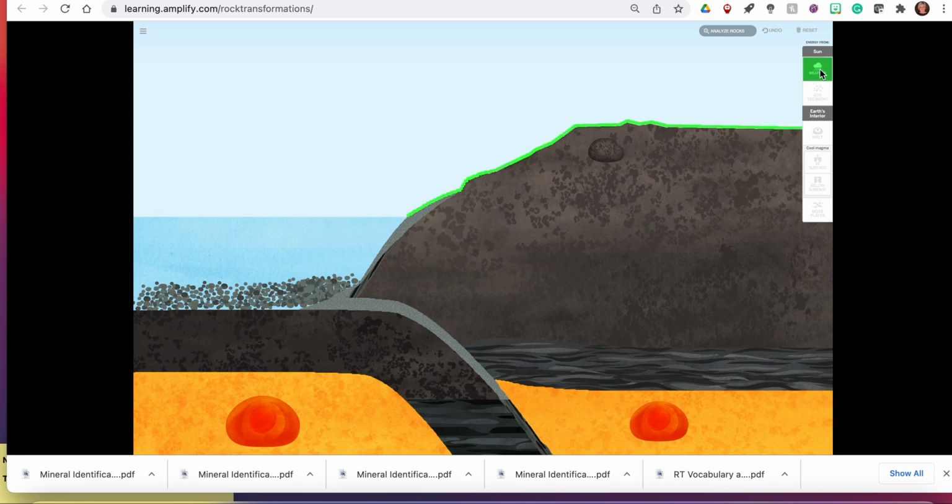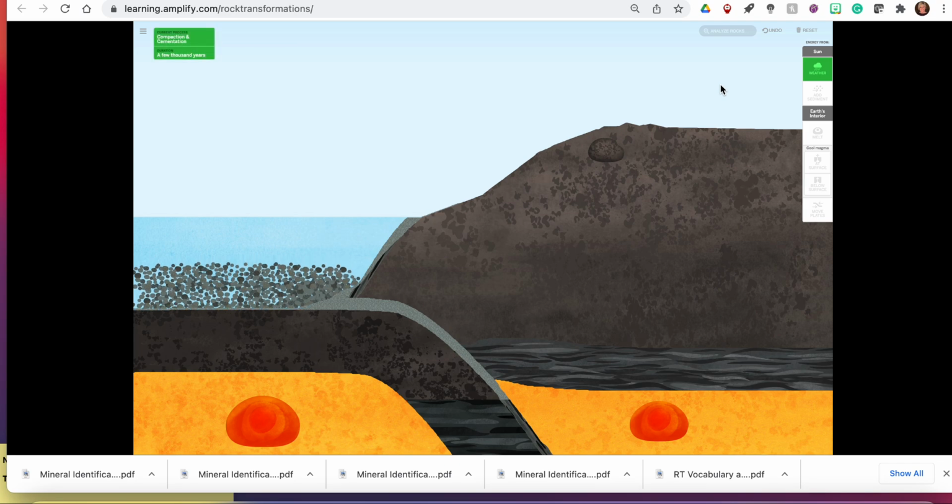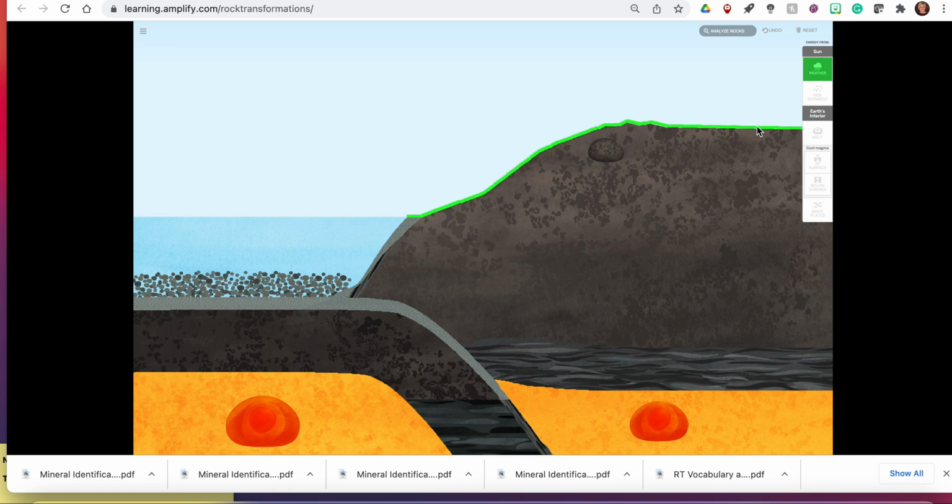Now let's go ahead and weather. Keep your eye right here on this thing. So we see that sediment breaking down and moving. And you'll notice that we've got weathering that takes place over hundreds of thousands of years. Compaction and cementation takes quite a long time. And I still have this igneous rock below the surface. So I may have to weather it and keep weathering it because it takes a long time. This is a process that takes a long time.